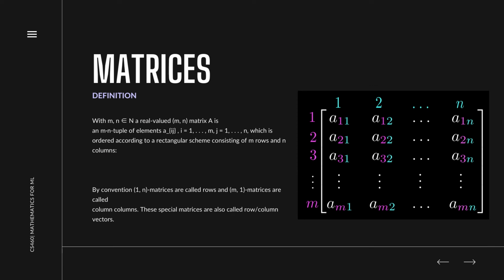A matrix is an m n tuple of values which has m cross n number of values, and it has a total structure of m rows and n columns, each one having a real valued number in it. By convention, we call 1 by n matrices rows and m by 1 matrices columns. These special matrices are also known as row and column vectors respectively.